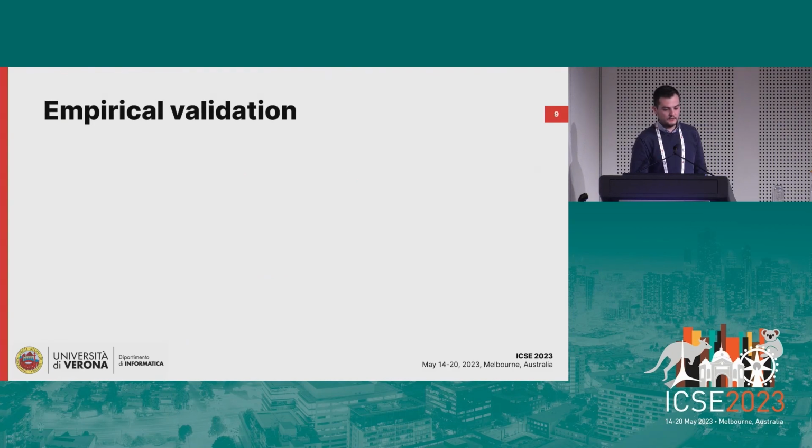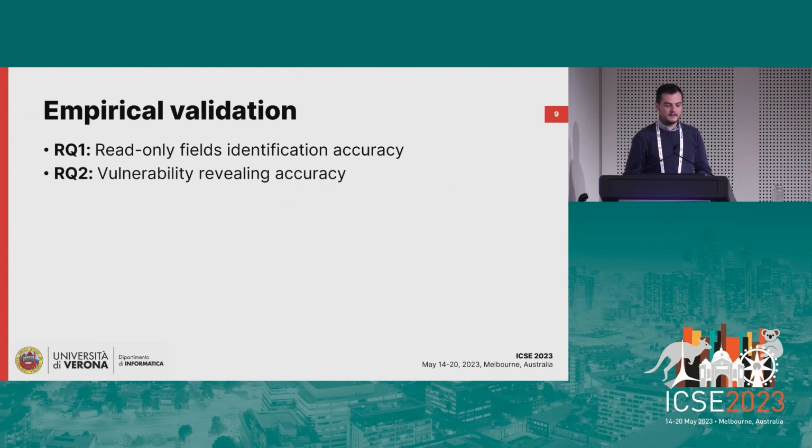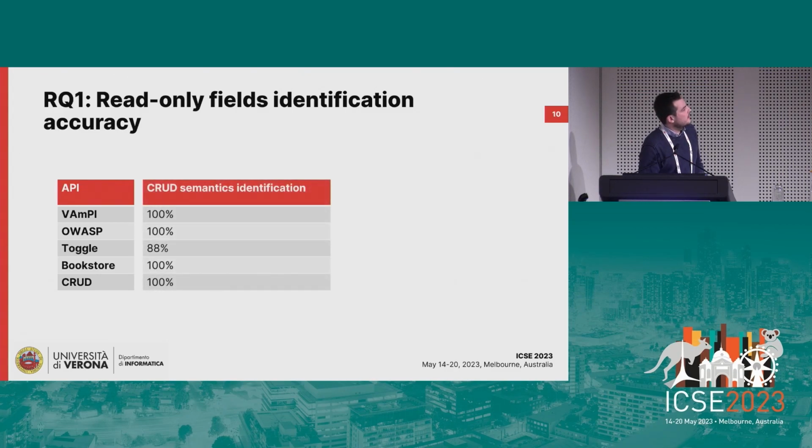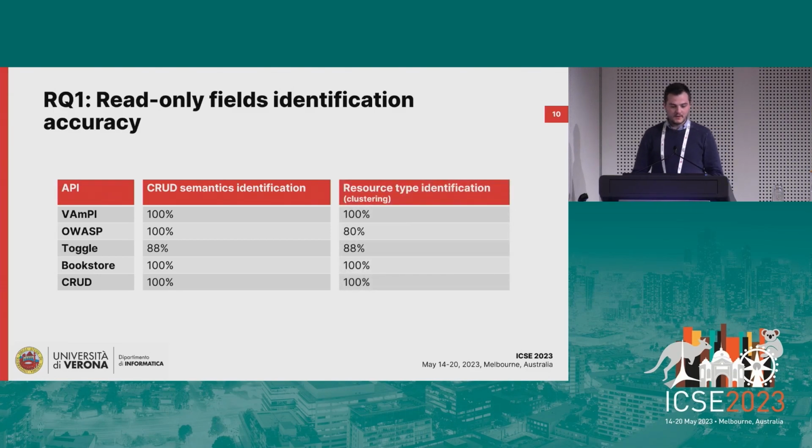We performed an empirical evaluation of this approach in terms of accuracy of the first step, the identification of read-only fields, accuracy in general of the whole approach, so the revealing of the vulnerability, and finally in terms of scalability. In this talk, I will only present the first two because of the limited time. We constituted a set of 5 case studies. They are REST APIs in various languages and developed with different frameworks. According to a manual ground truth that we compared against the automatically inferred information, we can see that the approach is quite accurate, both in determining the CRUD semantics, so what kind of semantics operations perform, like read or write, and also the clustering is quite precise.